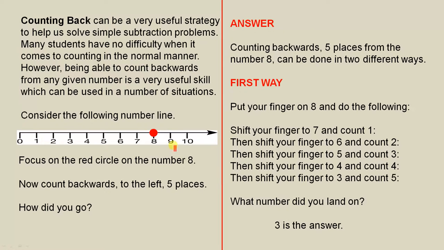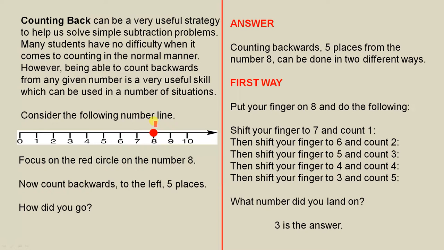So here's a number line. Focus on the red circle on the number 8. There it is there. Now count backwards to the left 5 places. How did you go? Answer. Counting backwards 5 places from the number 8 can be done in 2 different ways. Put your finger on 8 and do the following.